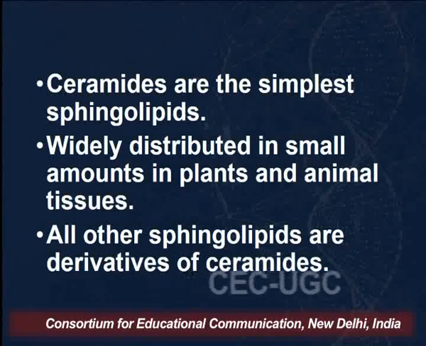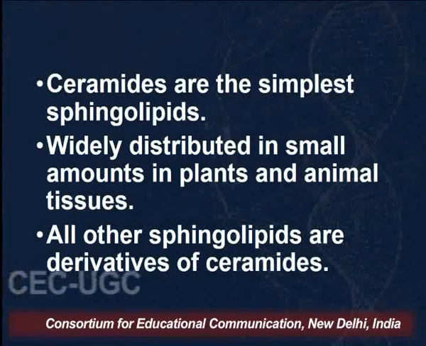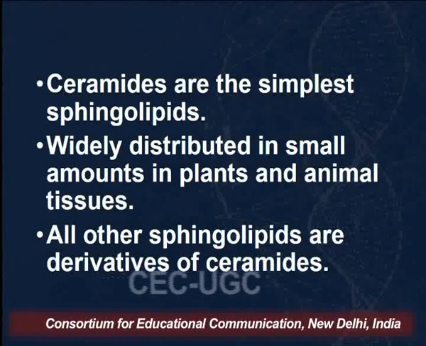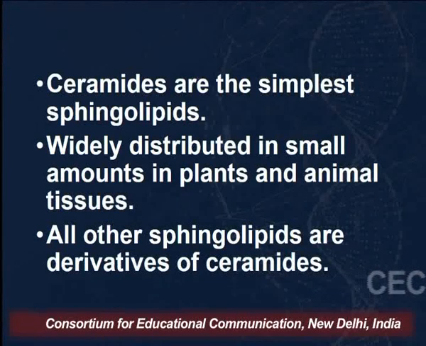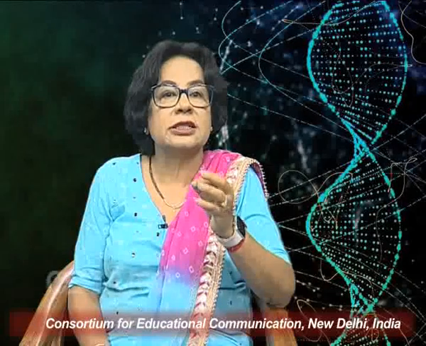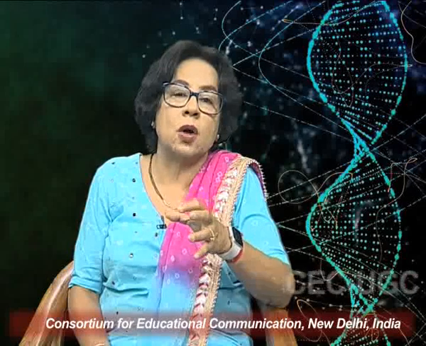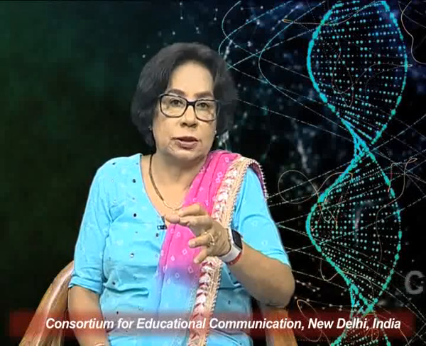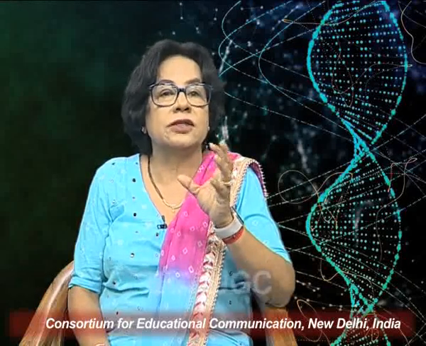What I mean by saying that ceramides are the simplest sphingolipids is that when we replace the R group of the sphingosine with H, it is a ceramide. This ceramide is widely distributed in small amounts in plant and animal tissues, and all other sphingolipids are considered to be derivatives of ceramides.